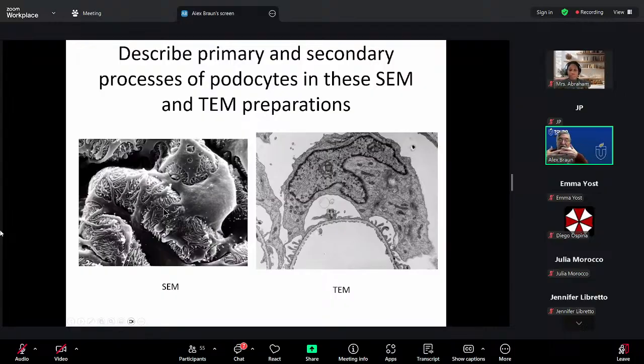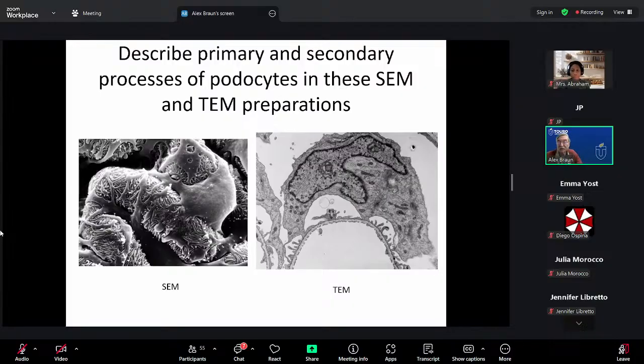It's like you take your hands with two fingers and interdigitate the fingers together, and between those fingers is a slit space through which the filtrate has to push, right? That slit space is very narrow and prevents materials which should not be filtered into the urinary filtrate from going into the urinary filtrate.